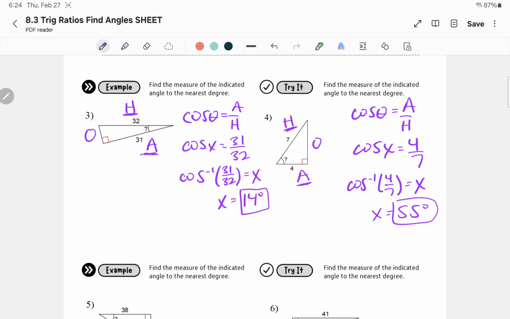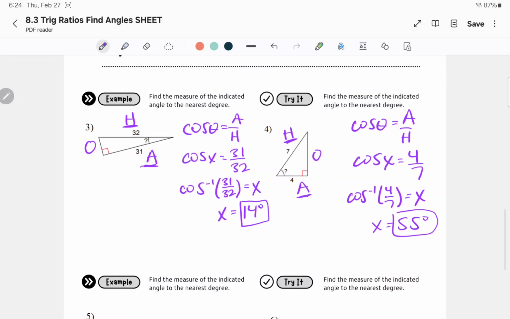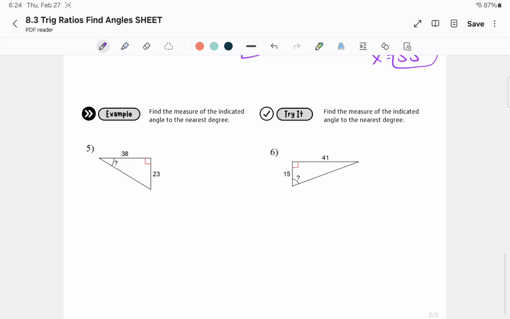Okay, I've got one more example, but feel free to pause now. Here, actually, sorry, let me go back here in case I went too fast. All right. So now try number 5, or you can follow along with me. So our last example, though, is H, O, and A. Just one more time, the H is always across from the right angle. The O is across from the theta, the angle, and A is next to the angle. Okay, so H, O, and A.